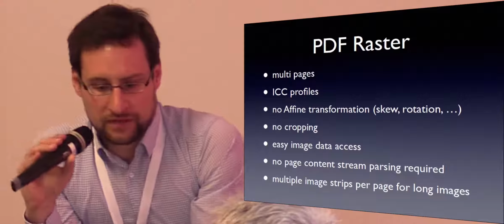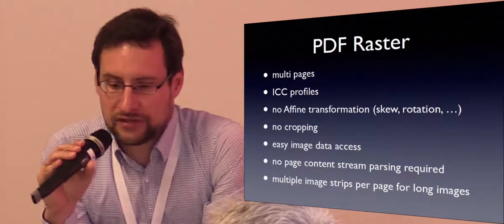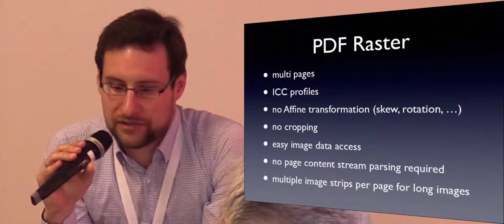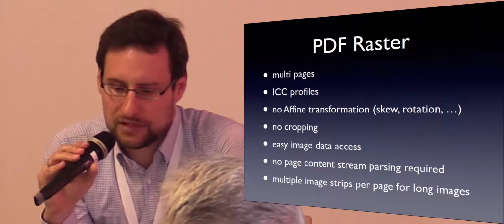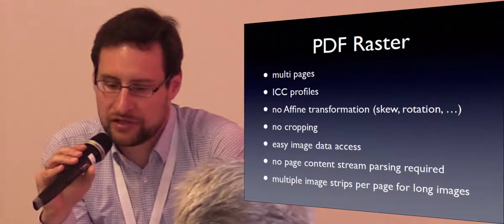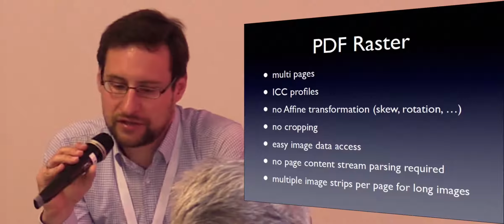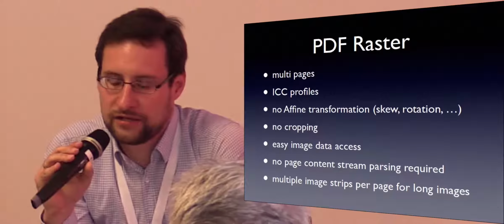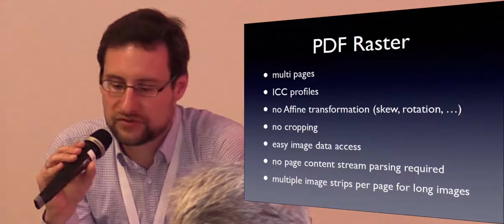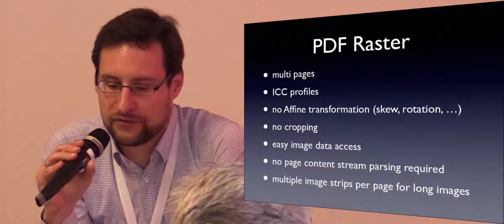So after removing everything, what does PDF Raster still support? PDF Raster still supports multiple pages, multiple images. It supports ICC profiles. Initially we wanted to skip that and declare that image data is always sRGB calibrated. But some scanner vendors raised the concern that they may want to support higher color fidelity, so we added back support for ICC profiles.